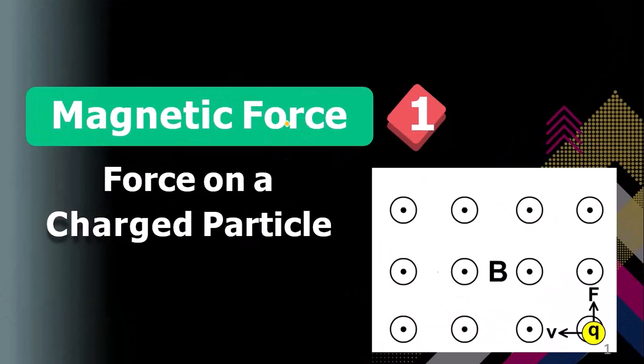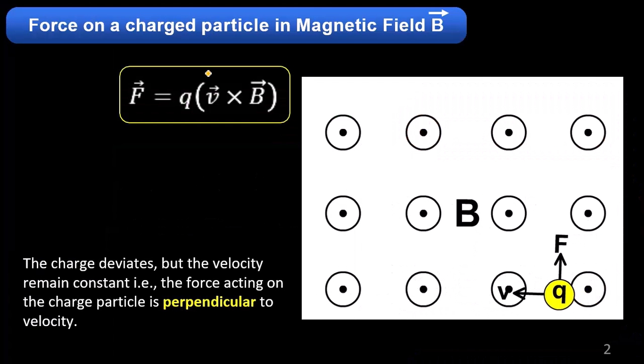So today we'll discuss the force on a charged particle. This is the second segment of magnetism. First we discussed the calculation of the magnetic field. Now today we'll discuss the force on a charged particle. If there is a charged particle, it will feel a force in the presence of a magnetic field.